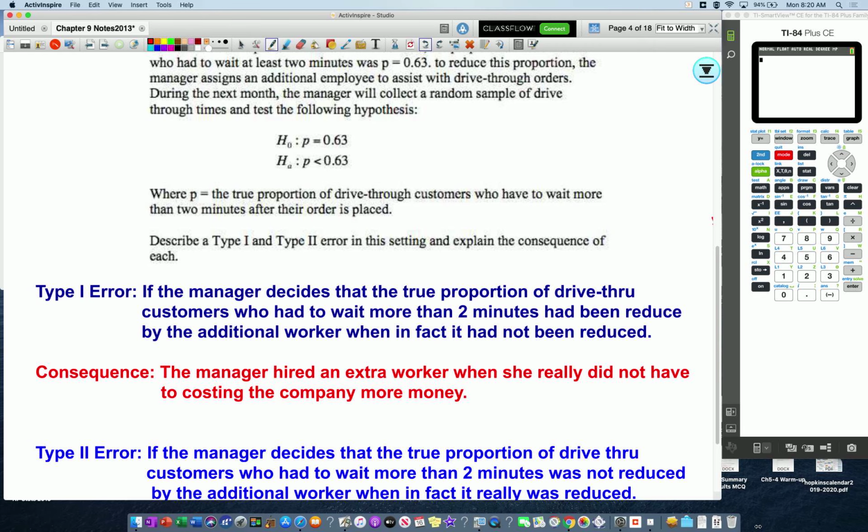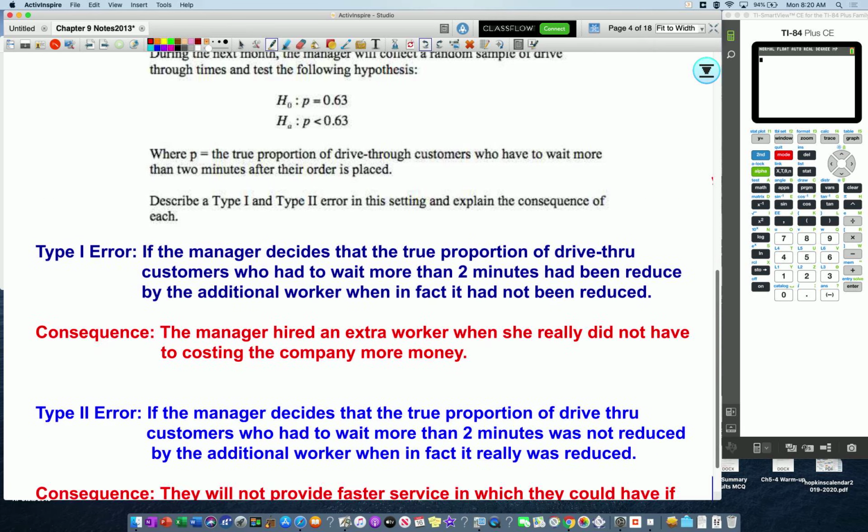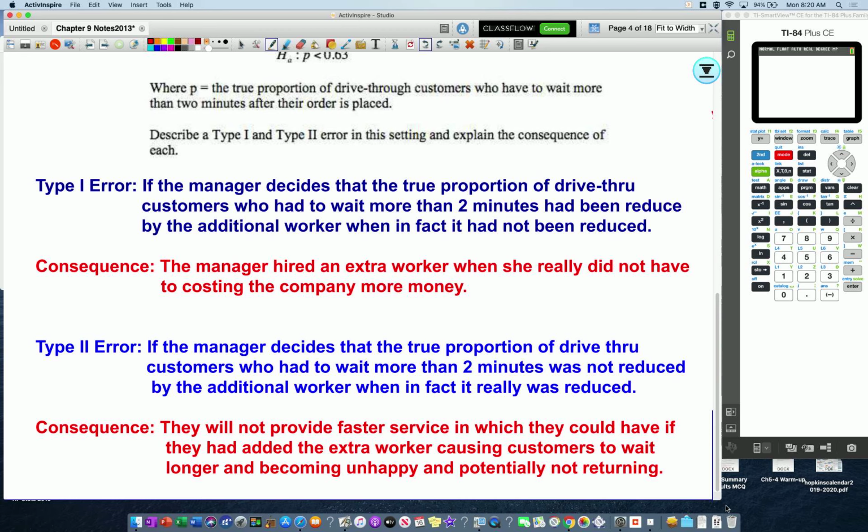So now, if you turn the video back on, if you go to the type 2 error, the type 2 error is that the manager decided that the true proportion of customers who had to wait those 2 minutes wasn't reduced by adding the additional worker, when in fact, adding that worker made a difference. It actually reduced it. So the consequence here is the manager is not going to hire that employee when in fact they should have, which would have provided faster service.